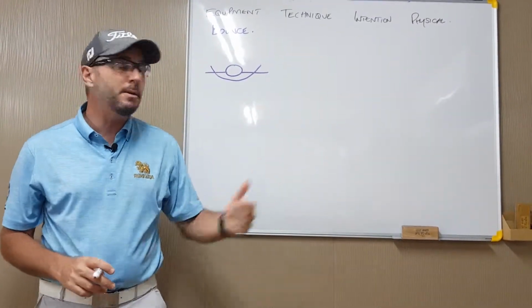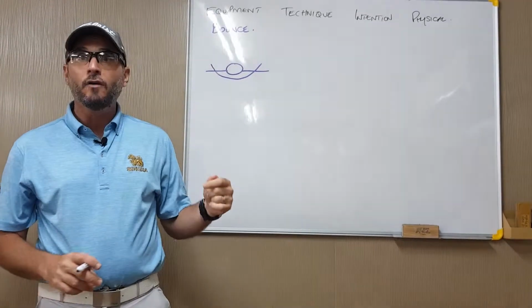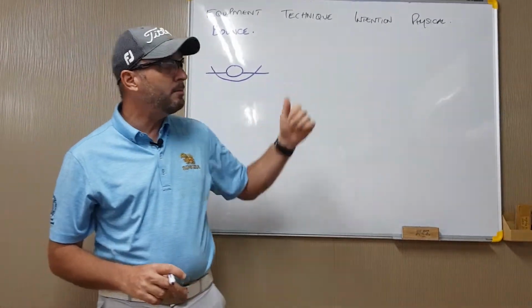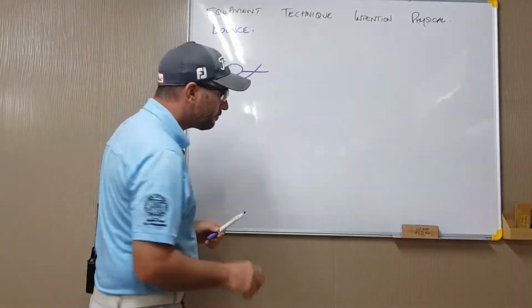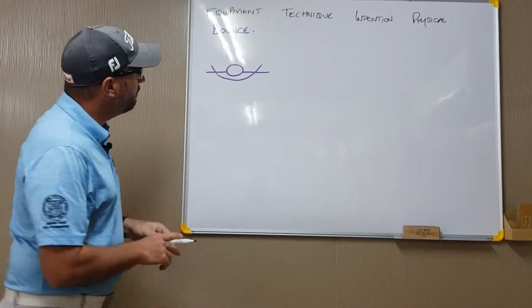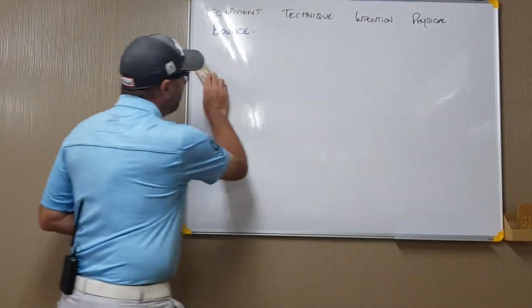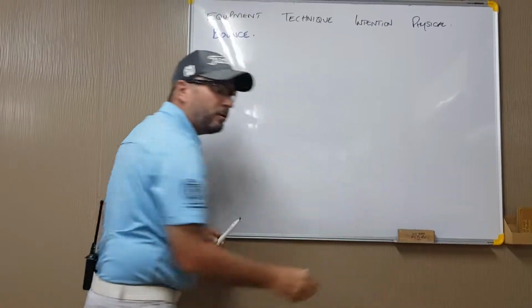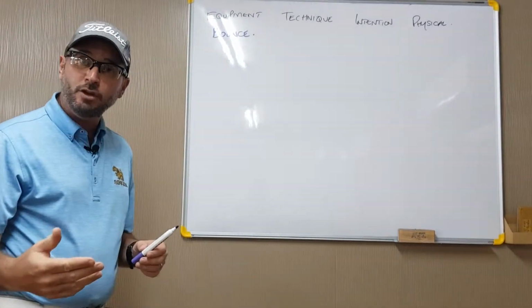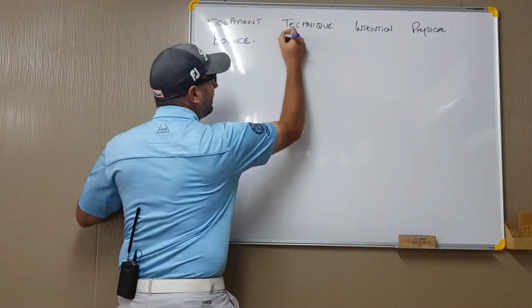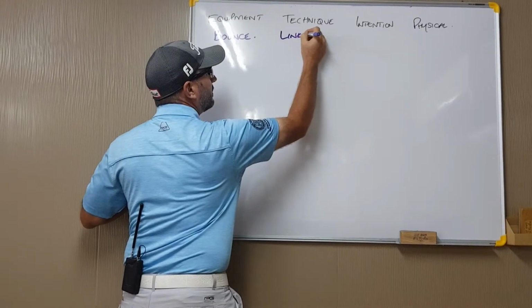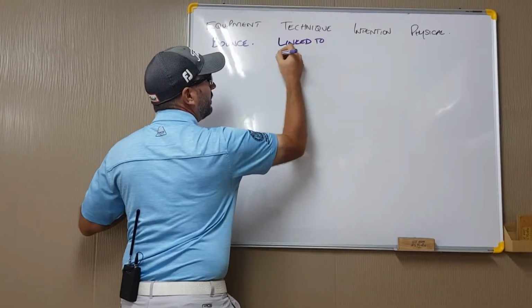I will talk a little bit more about the technique of playing out of plug lies when we come to the physical. So that's the really important part of the equipment, is understanding the bounce and the technique of the way that you're going to do this. So technique is linked to equipment.